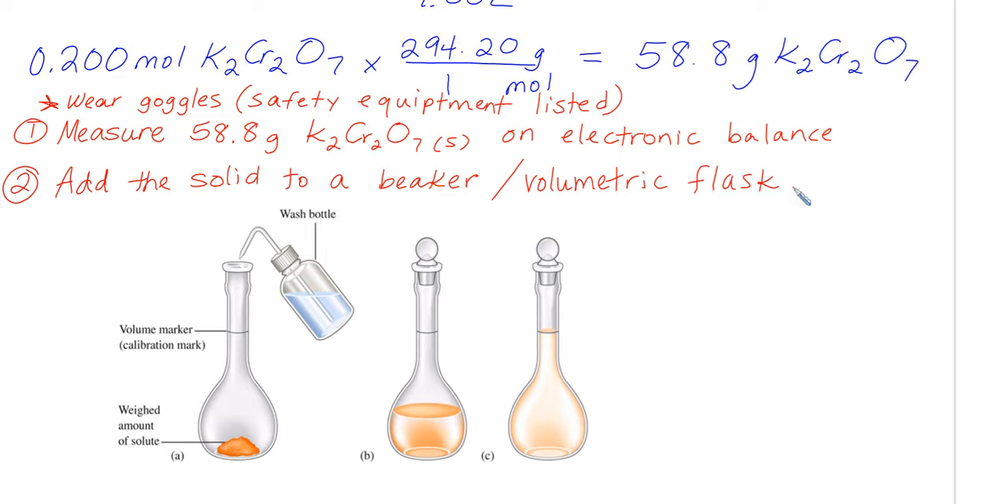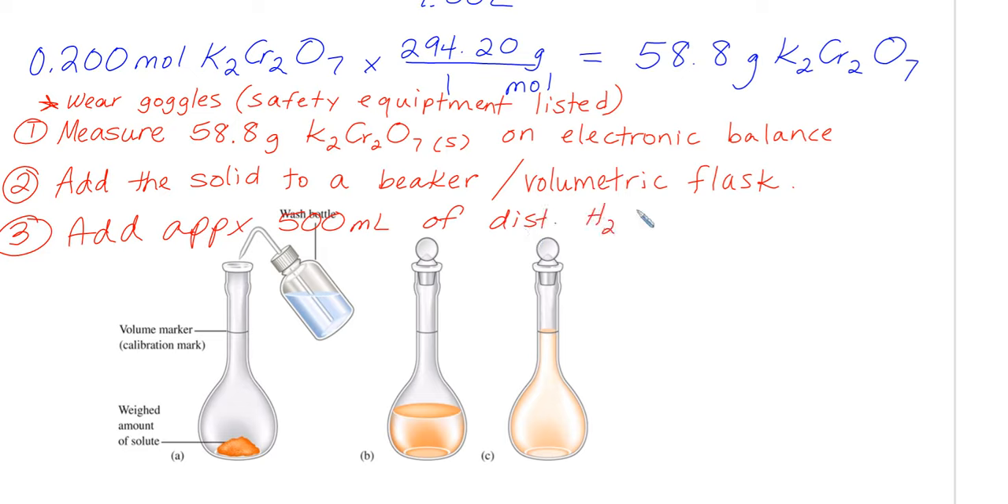And then if I wanted to be a perfect little chem kid, in step 3, I would maybe say like add approximately 500 milliliters of distilled water. And then I'd kind of stir or swirl to dissolve that solid. And so that's kind of what they've shown in B. You fill it about halfway, with whatever volume you want. Swirl it up, and then that'll start getting your solid to dissolve nicely.